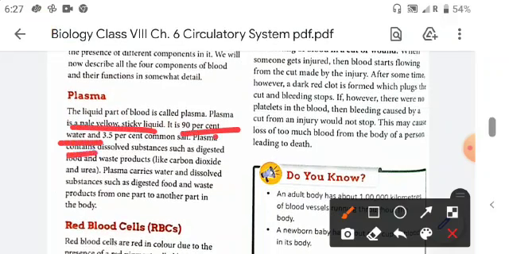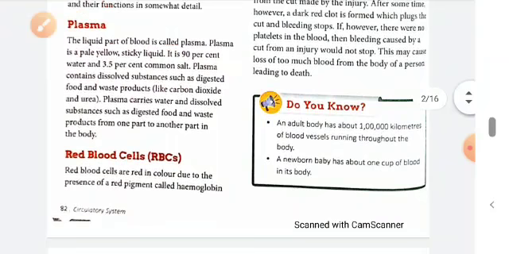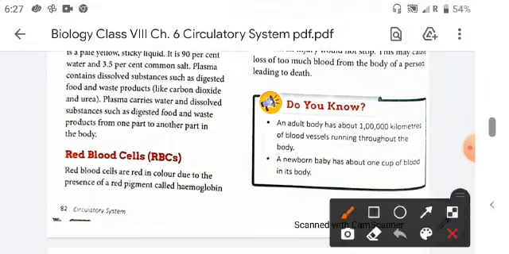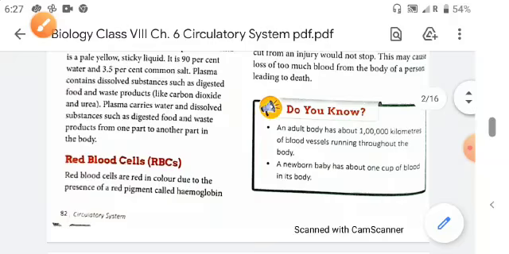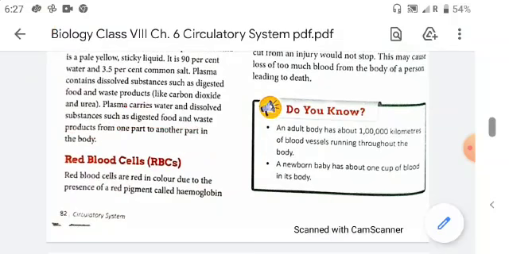Plasma contains dissolved substances such as digested food, water, and waste products like carbon dioxide, urea, etc. Plasma carries water and dissolved substances such as digested food and waste products from one part of the body to another part. So these products are carried through the plasma.